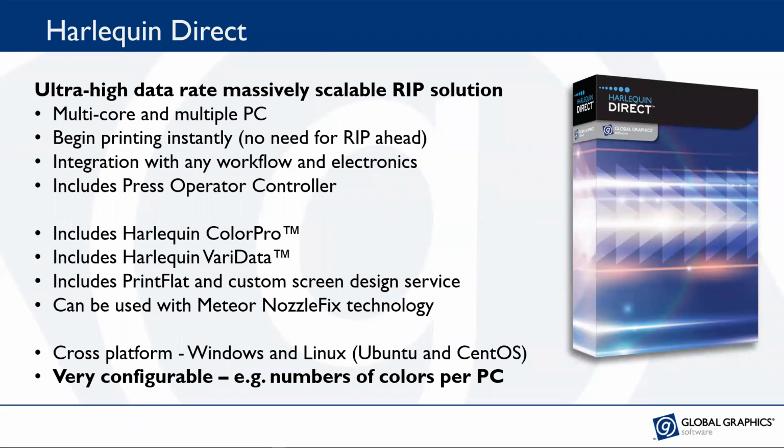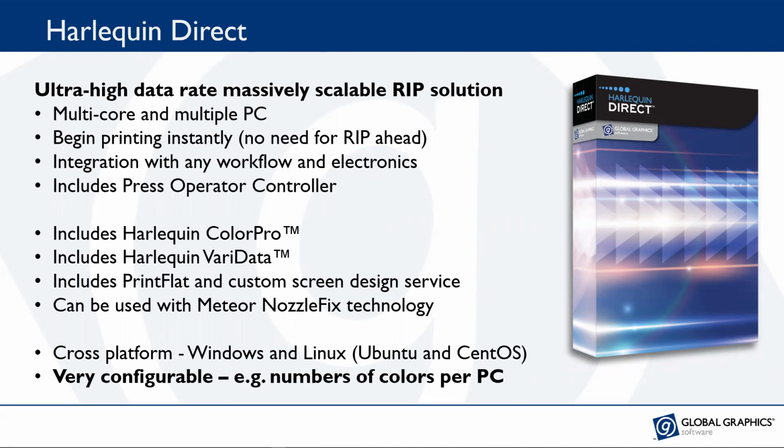Okay, so now let's take a look at all the features and benefits of Harlequin Direct, the ultra-high data rate, massively scalable RIP solution. So the scalability comes from exploiting the multiple cores and architecting to use multiple PCs. So we've seen some diagrams of that already.